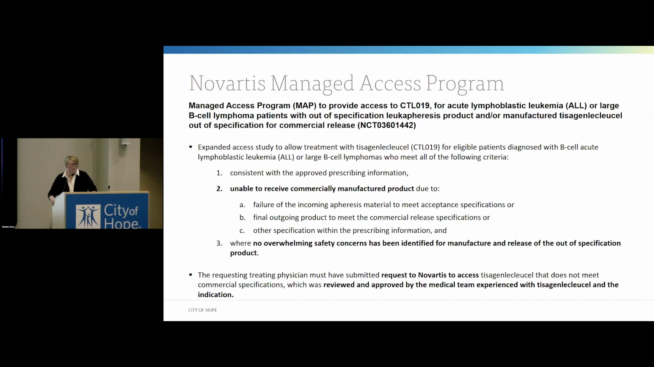So failure of the incoming apheresis material to meet the acceptance specifications, or the outgoing product didn't meet the release specifications, so that often comes up. Or there may be other specifications within the prescribing information. So those are some of the areas. And this is where I think number 3 is really critical. No overwhelming safety concerns have been identified for manufacture and release of the out of specification product.